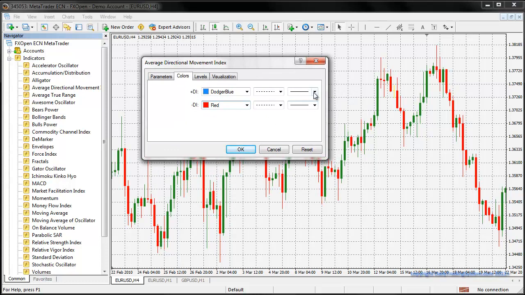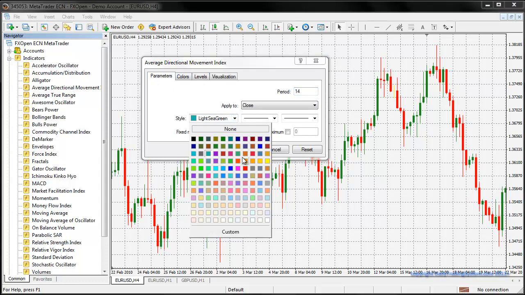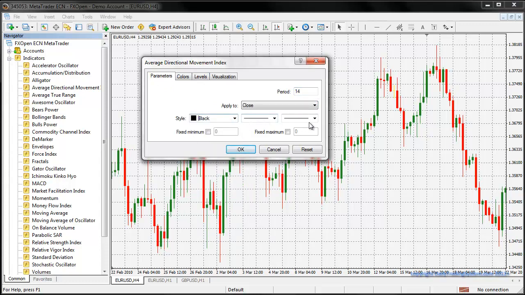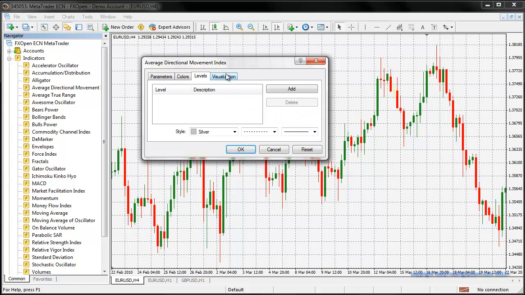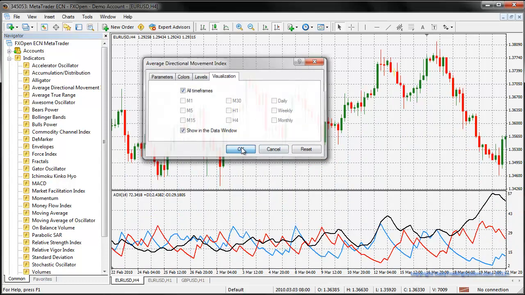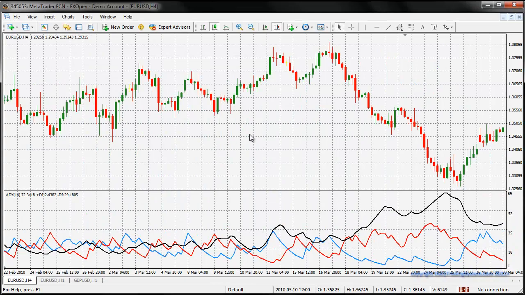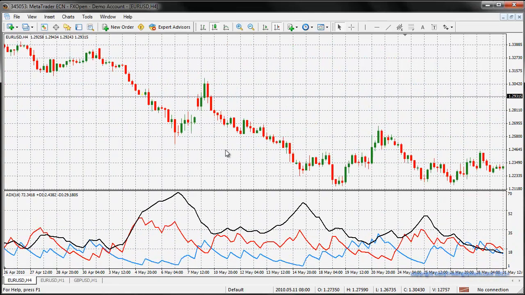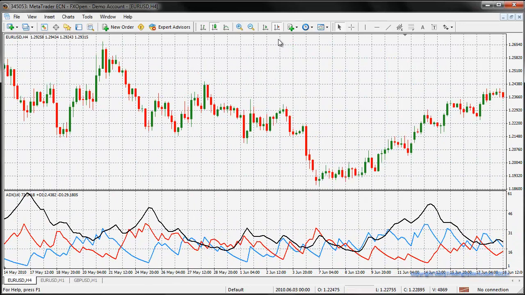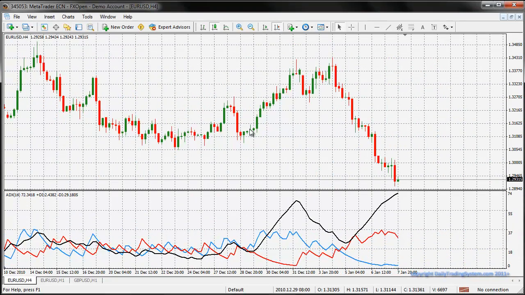Okay, now what I then do is pull this back into a darker, thicker line. Then the parameters, let's change this to a black, and I'm going to change this here to a thick color as well. Period 14 can be left at default. The visualization you can leave, and the levels you can leave, and just click on OK. Now this is called the ADX for short, and its true name is the average directional movement index.